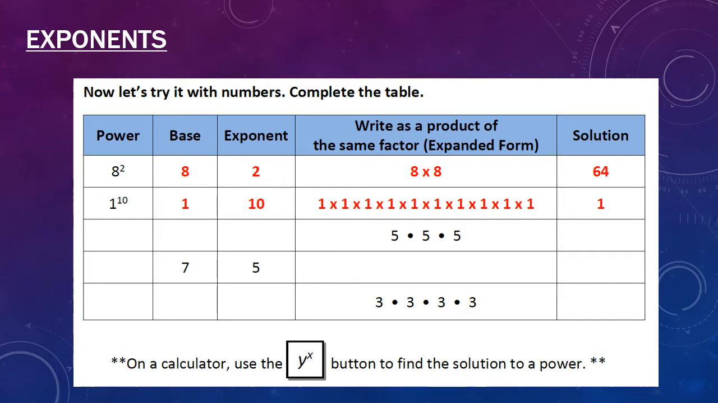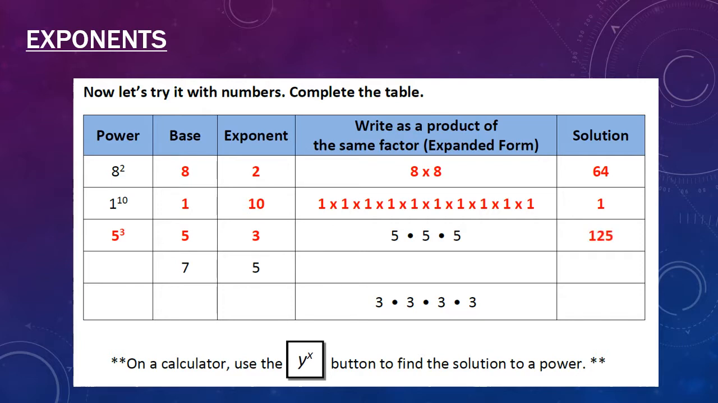Look at this next example. It's a little bit different. We have 5 times 5 times 5. But they don't tell me what my power, base, or exponent are. I have to figure it out. Well, what's your number being multiplied? What's your factor? That's your base. So my base is 5. My exponent is how many 5s I have, which is 3. So my power would be 5 to the 3rd power. And now you can use your calculator and go, what is 5 times 5 times 5, which is 125.